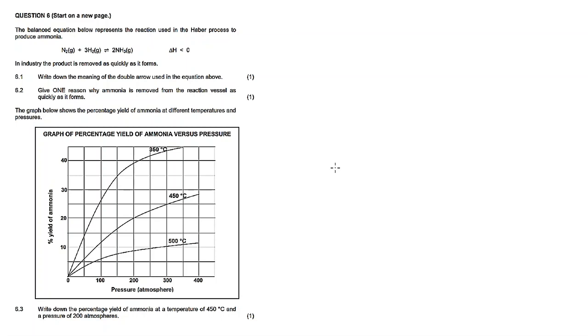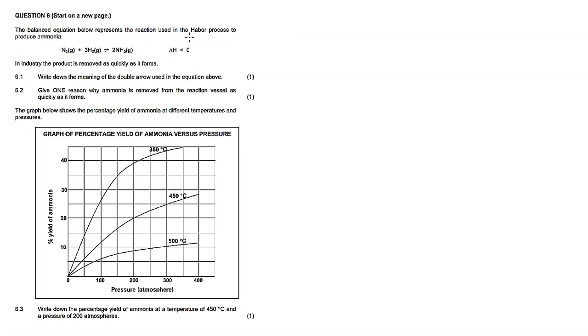The balanced equation below represents the reaction used in the Haber process to produce ammonia. I have nitrogen in a gaseous phase, and hydrogen in a gaseous phase, then an equilibrium sign, and ammonia on the right hand side, and delta H less than 0. So it means the forward reaction is an exothermic reaction. This chemical equation is also balanced.